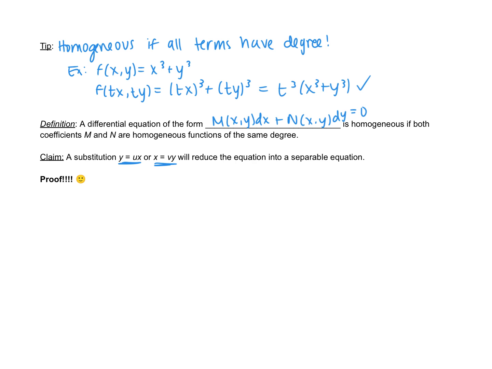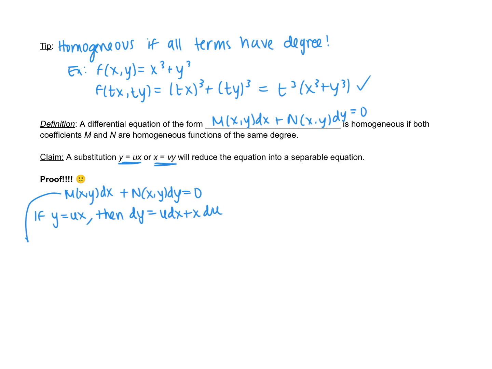So let's start with the equation that we wrote above. We have M of x, y dx add N of x, y dy is equal to 0. And we're going to make some substitution. So I'm going to choose to make the substitution y is equal to u x. So if I do that, in the equation above, I'm also going to need dy. So dy would give us u dx add x du.